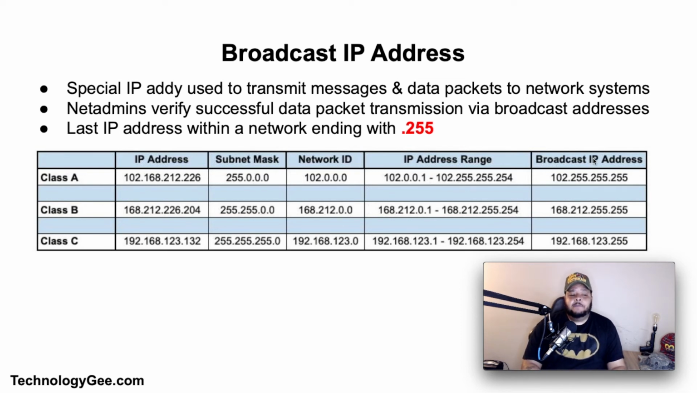Now, when we get to the broadcast IP address, I told you this is the very last IP address of the entire network. So the network ID and the broadcast IP, think of these as bookends. This is the start, this is the finish, and this is where you pull all of your IPs from to assign to devices. And this is going to end in 102.255.255.255. Now, as it relates to Class B and Class C, you're essentially just going to repeat the same process over and over again.